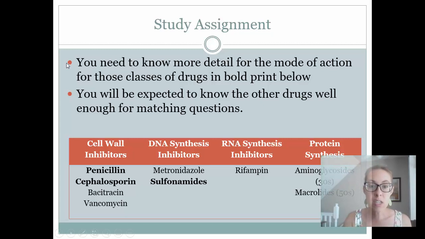What I've done down here is I've given you a table of all of the different classes of antibiotics that we are going to go over. That lists all of the ones that we're going to talk about, but some of them are bold and some of them are just regular type. So the ones that are in bold, penicillin, cephalosporin, and sulfonamides, are going to be drug classes that you need to know a great deal about their mechanism of action.